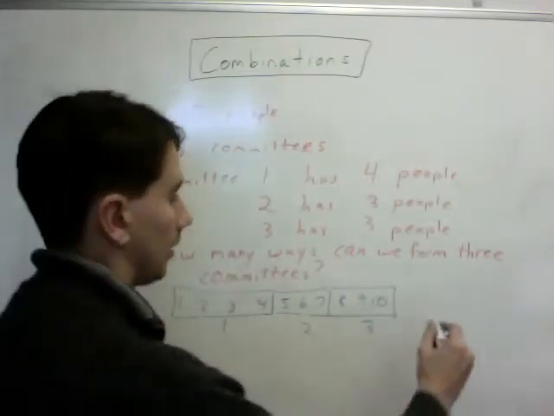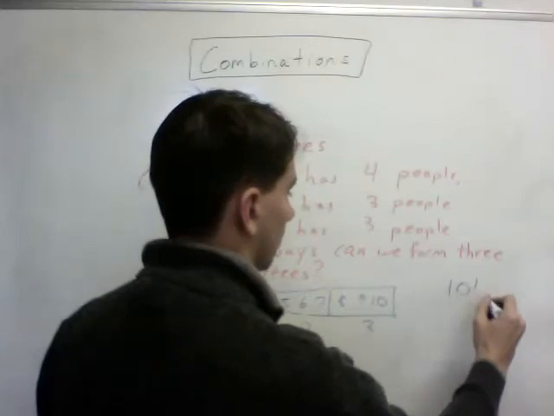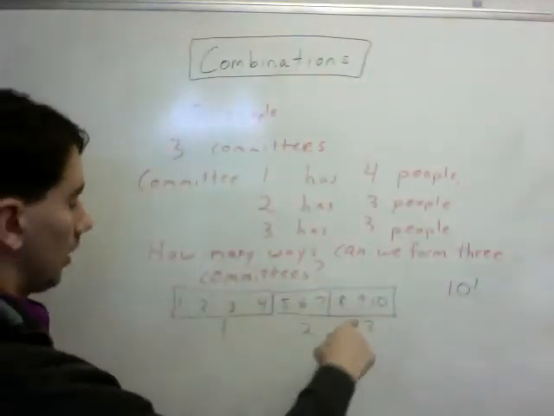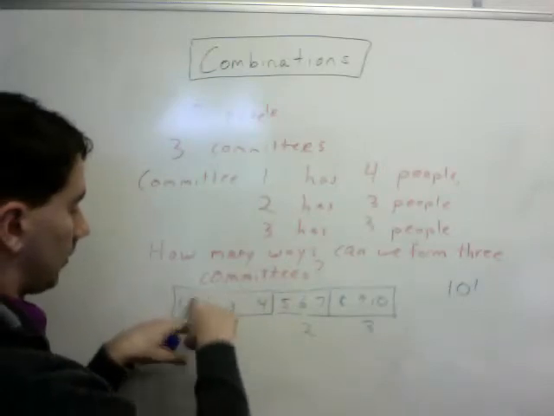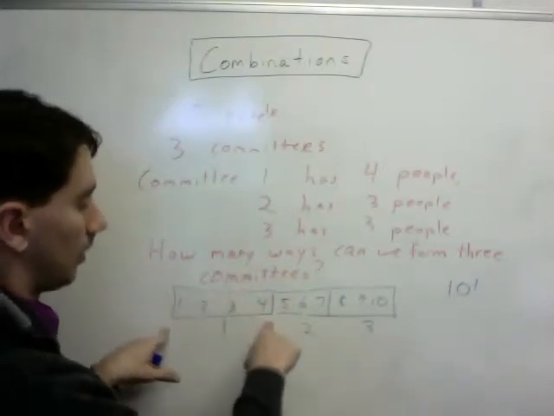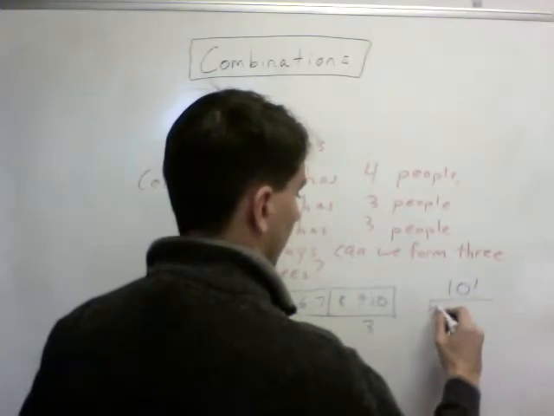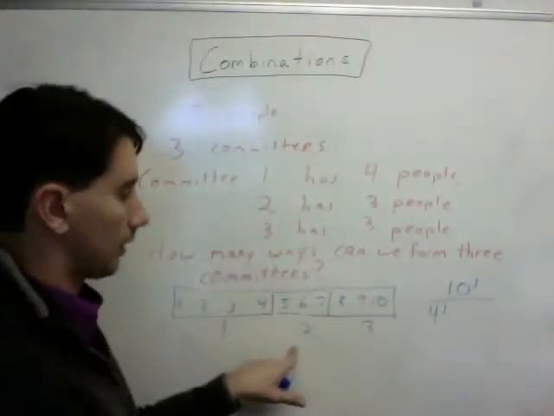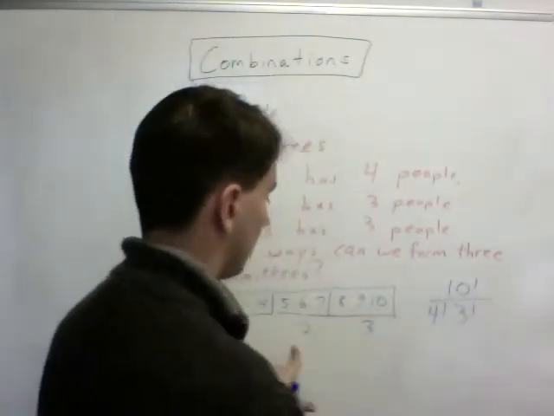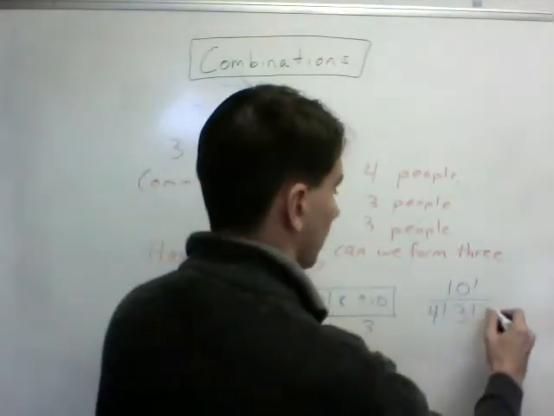Once again, we're going to have 10 factorial ways to arrange all 10 people. But again, we don't want to count the same persons if we just permute them within one committee. So we have to divide out 4 factorial to cancel off the redundancies in the first group, 3 factorial for the redundancies in the second group, and then 3 factorial for the redundancies in the third group.